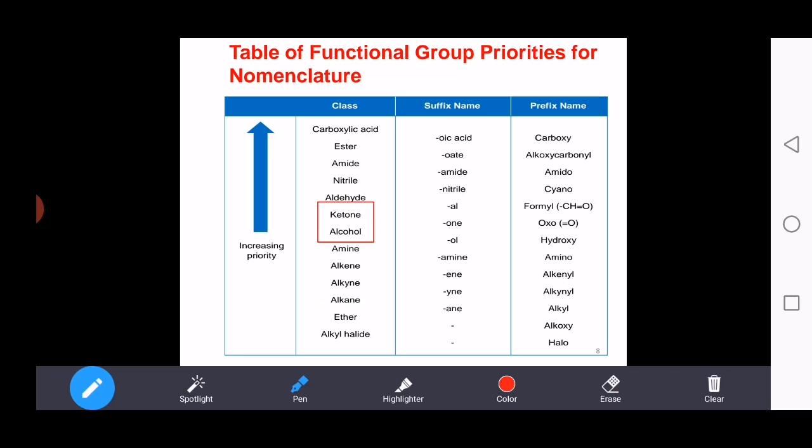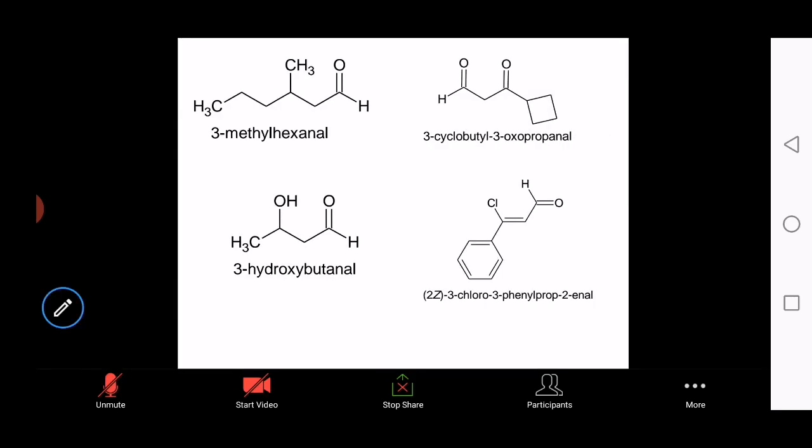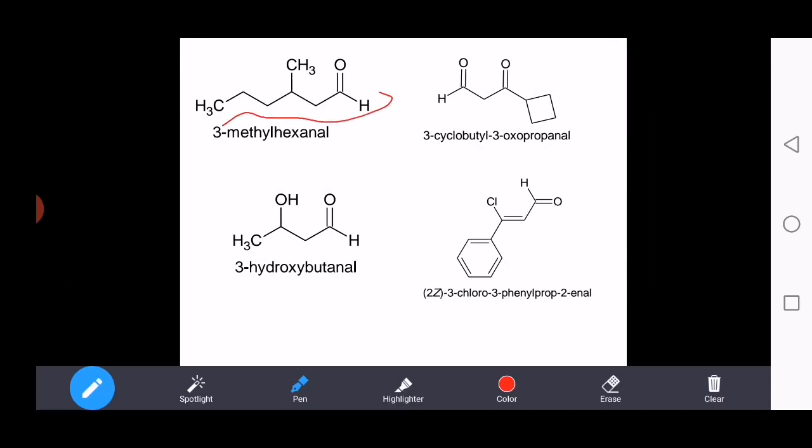So to get the name, we need to find the longest carbon chain containing the carbonyl compound. Why? Because aldehyde has higher priority, so the aldehyde must have the carbonyl. So the parent is this one, the longest carbon chain. That's why we get hexanal. And then the C double bond O is always carbon number 1. So there is a substituent at carbon number 3.